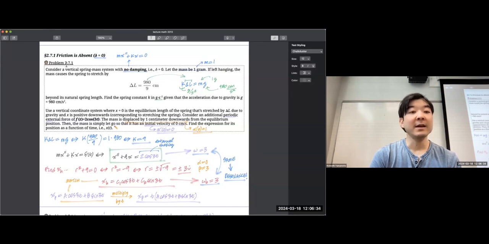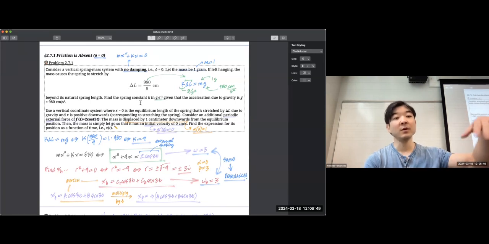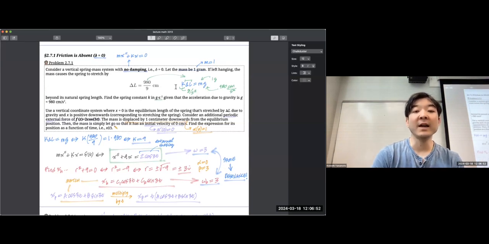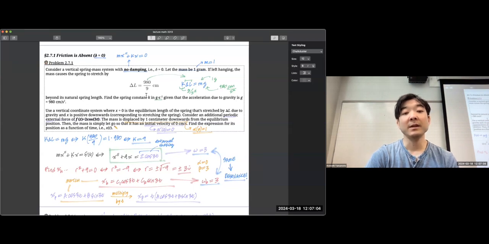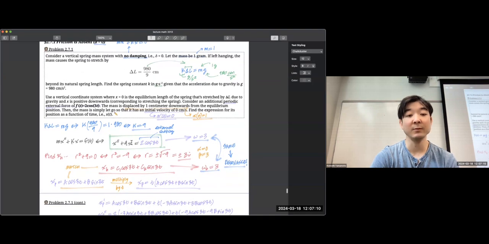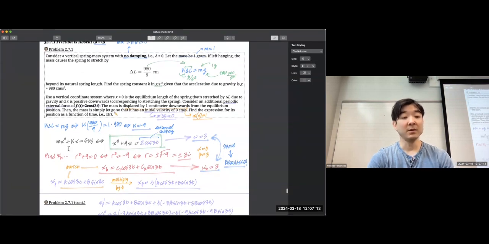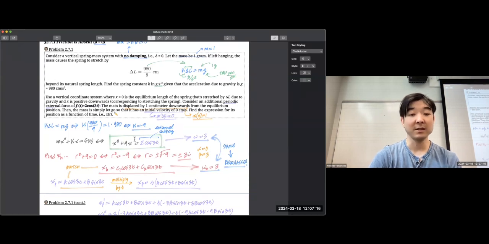So then I looked at, let's say friction is absent. So let's say friction is negligible. Then you can look at a situation where you have some mass, no damping, so delta equals 0. And then I give you some information. If it's a vertical spring mass, then you can always find what your spring constant, or stiffness constant, K is. If I also give you that a certain mass was displaced by a certain length beyond its natural spring length, that's how engineers in practice compute the stiffness constant of a spring. And so we did that, and then we got this equation, no damping, so there's no delta, and then you can solve this because this is just a homogeneous equation.